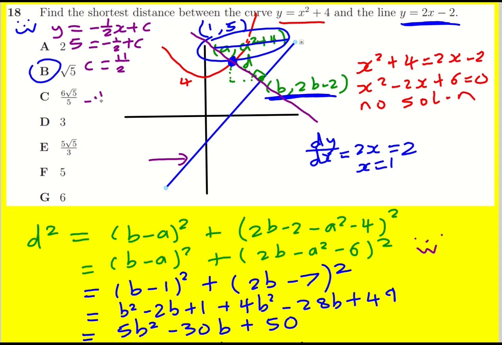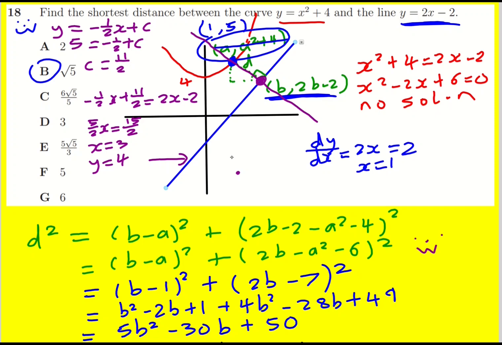Then I can set minus a half x plus 11 over 2 equal to 2x minus 2. That will give me this point here, that's the one I want. So I will get 5 over 2 x equals 15 over 2. x is equal to 3. That's actually my value of b, by the way. So y is then going to equal 4.